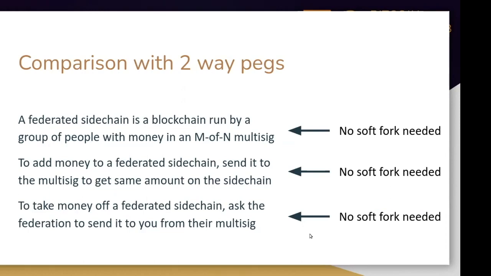Bitcoin's had multisig since the beginning. We don't need any soft forks to create multisigs. But basically, to add money to this sidechain, you send it to that multisig, you send it to this group of people. They credit you with the same amount on the sidechain, or usually that part happens automatically. And then if you want to get off the sidechain, you just tell them, hey, here's my proof that I own this money on the sidechain. I'm done using it, so I want to go back into Bitcoin. And if you have 5 Bitcoins on the sidechain, they will send you 5 Bitcoins out of their multisig. And as long as they don't steal it, that works great.